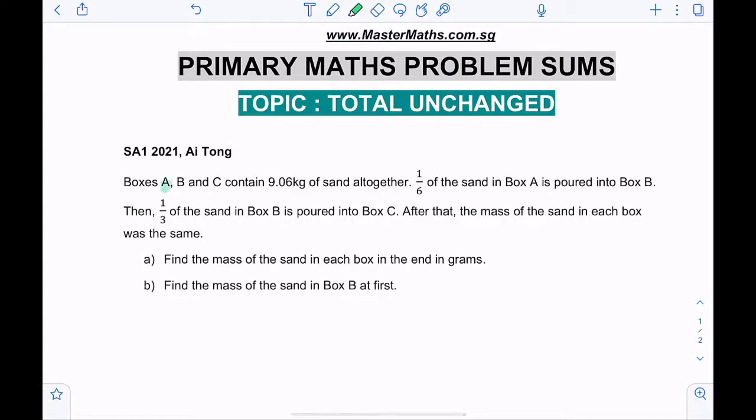Boxes A, B and C contain 9.06 kg of sand altogether. 1/6 of the sand in box A is poured into box B. Then 1/3 of the sand in box B is poured into box C. After that, the mass of the sand in each box was the same.